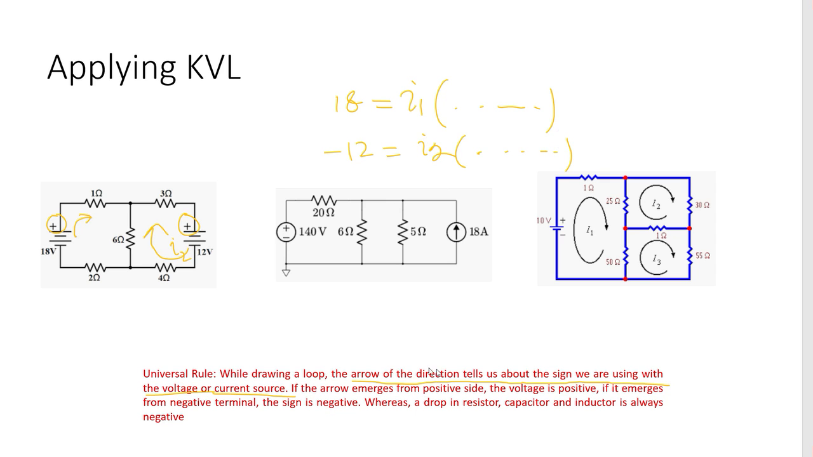The drops are always negative for resistor, capacitor, and inductor if we use the drops and rises on the same side. So rises minus drops would be equal to 0, so we will always have negative drops for these components. So I will not use this method because the second one is easier. Rises is equal to drops.